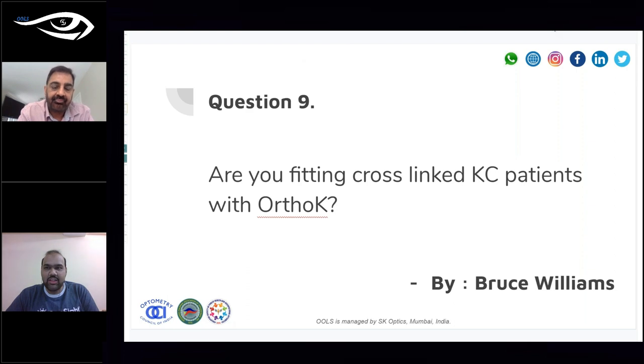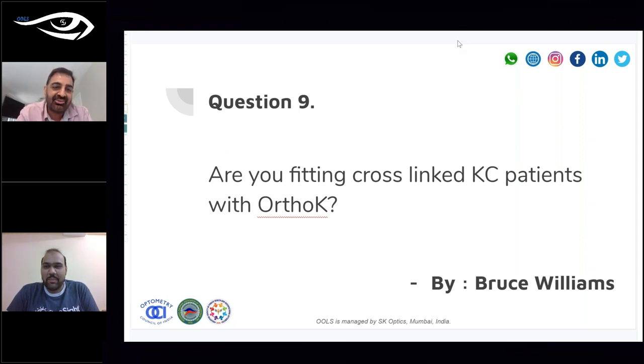And the next question is about keratoconus. Are you fitting cross-linked keratoconus patients with Ortho-K? What's your experience with this? Now this is Bruce Williams, always competing with me. That's a good question, Bruce. I am fitting them, yes, but again, I would not advise anybody else to do it. That's the knowledge when you get to a certain level.